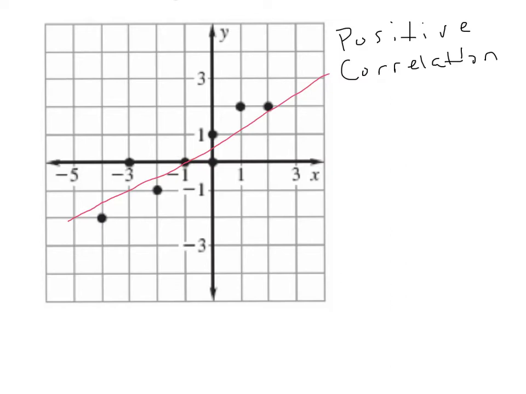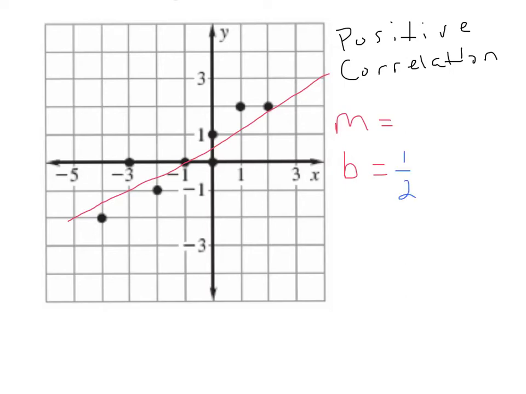Alright, so we need to identify the M and B, so the slope and the y-intercept. The y-intercept looks like it goes through the y-axis at about a half. So here's 0, here's 1, and that looks like it's about halfway. So for the B, for the y-intercept, I'm going to put 1/2.